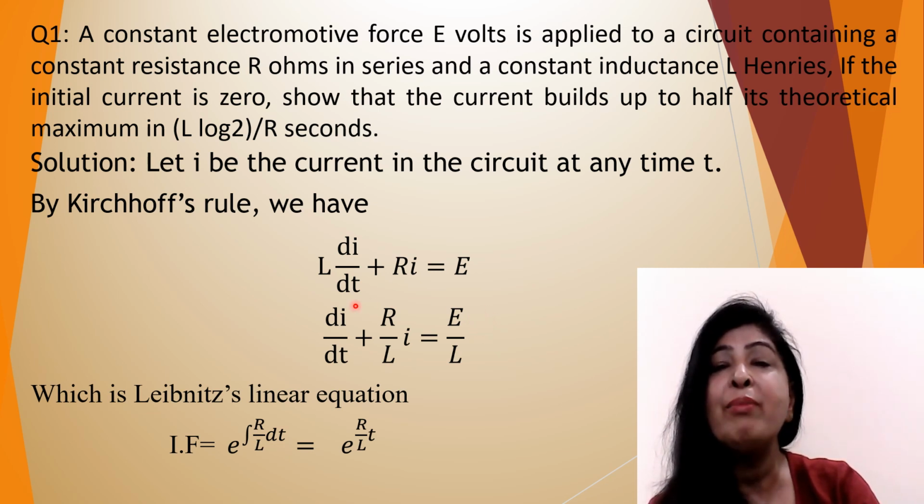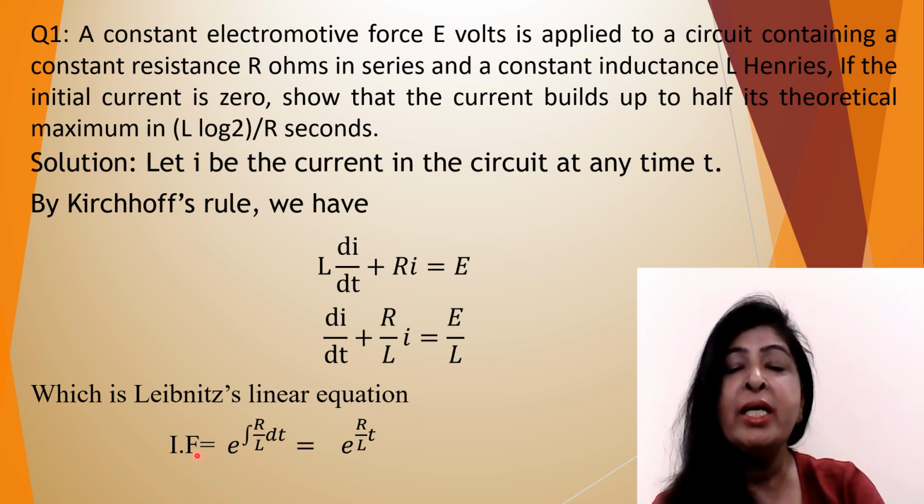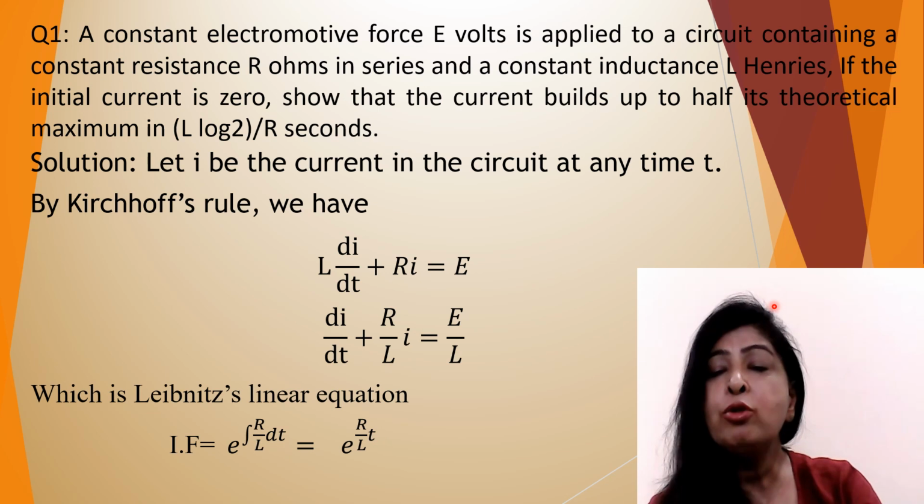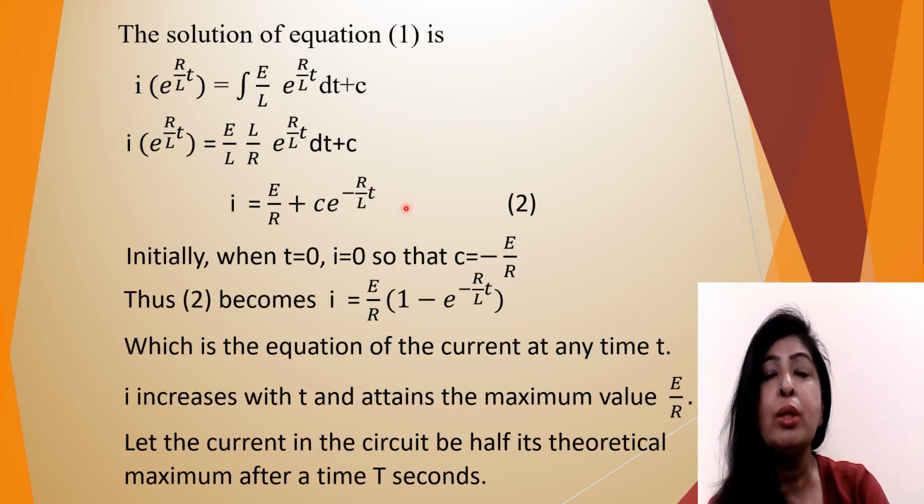Now this is the Leibniz linear equation and it has the standard solution. Its integrating factor is given by e raised to the power integral of the coefficient of I, which is R by L dt. Integrating it, you will get e raised to power R by L t. So its solution is given by I e raised to power R by L t is equal to E by L integral e raised to power R by L t dt plus C.